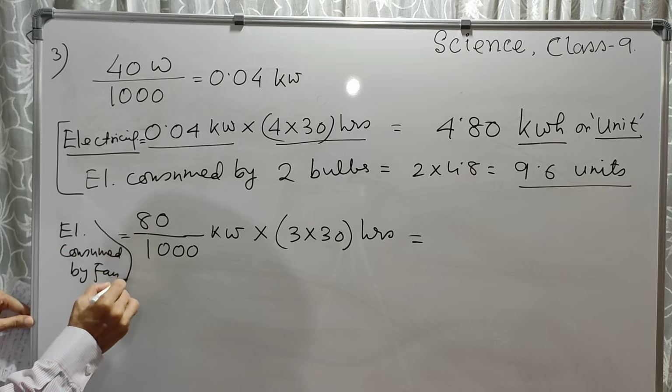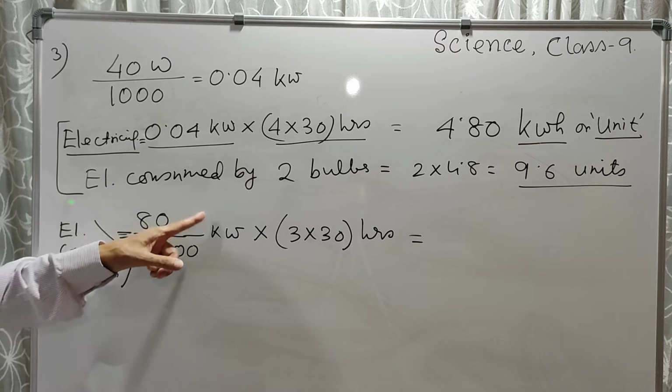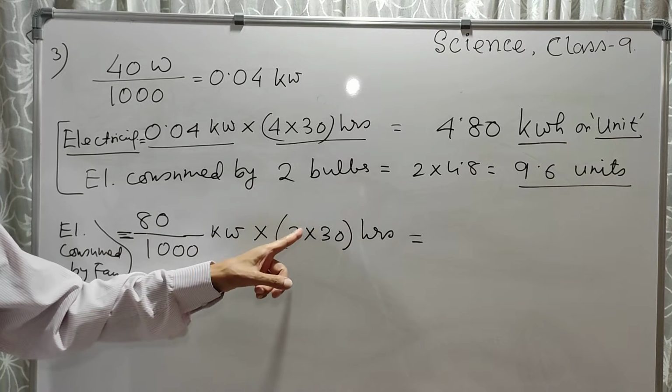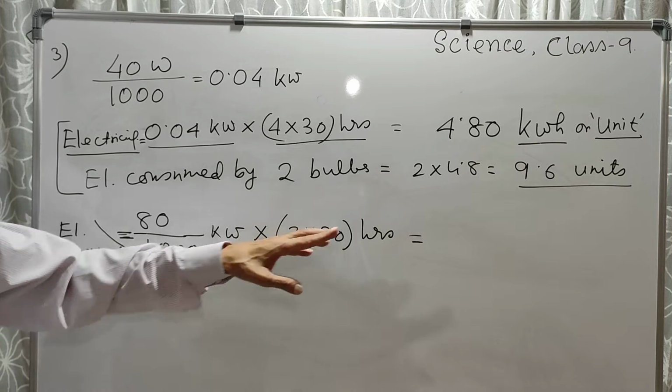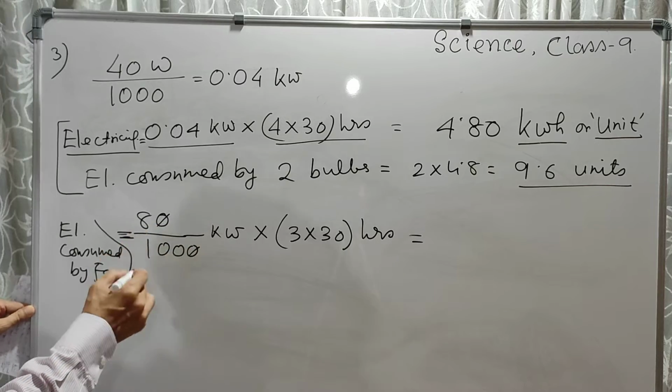So what is the electricity consumed by the fan? It is the power of the fan in kilowatt into hours. Hours in a month, 3 hours daily, so in a month it is 3 into 30 hours. All right, so what do you get? The zeros cancel.